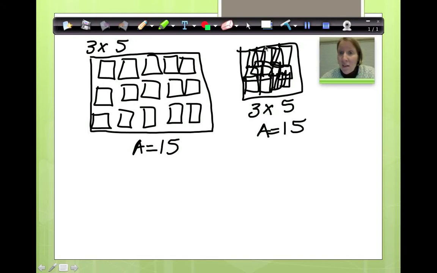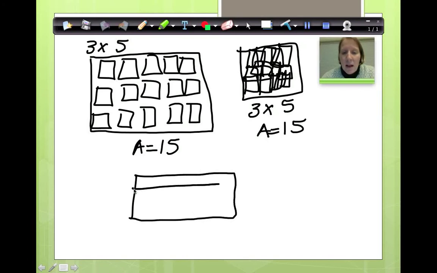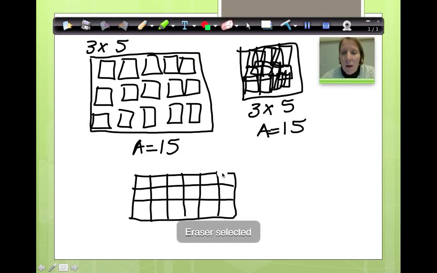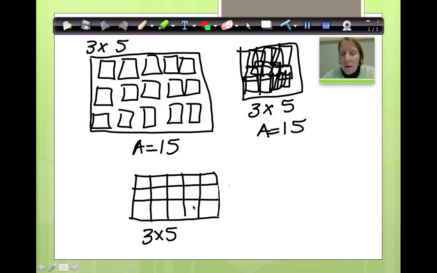Why, when we make our arrays and make our tiled pictures, can they not be overlapped? And why can they not have spaces in between? Why must they be touching? What's the reason? Well, what do you see here? This is 3 groups of 5 in a grid. None of them are overlapping. None of them have space. And what's my area? 15 square units.